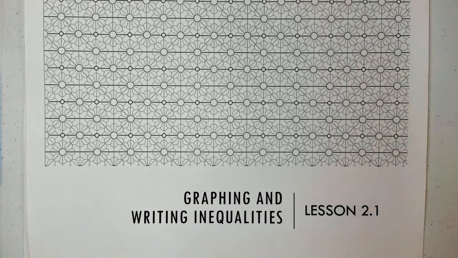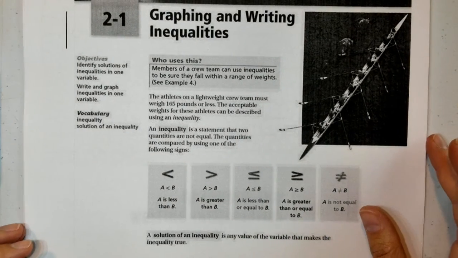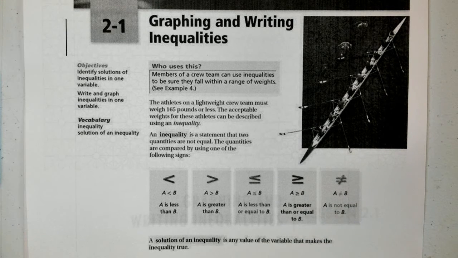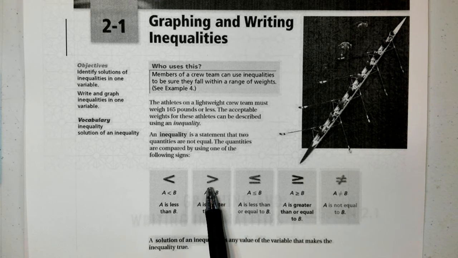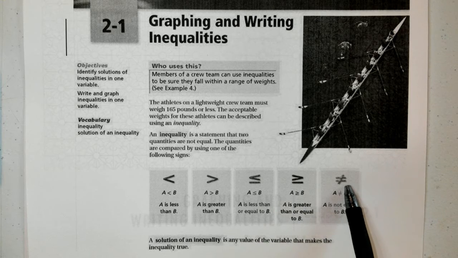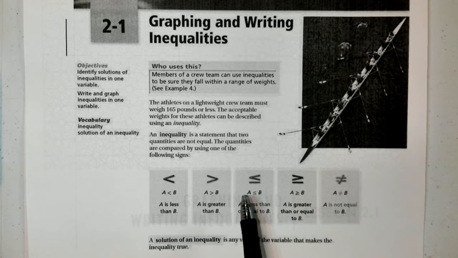Lesson 2.1 is dealing with graphing and writing inequalities. So we've talked about inequalities before, but in case you don't remember, there's a couple different symbols involved with inequalities. We have less than, greater than, less than or equal to, greater than or equal to, and then we also have is not equal to.